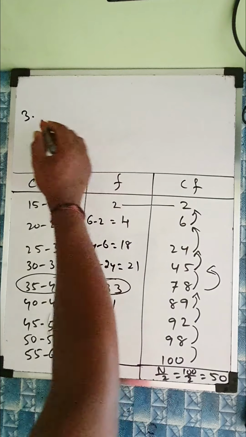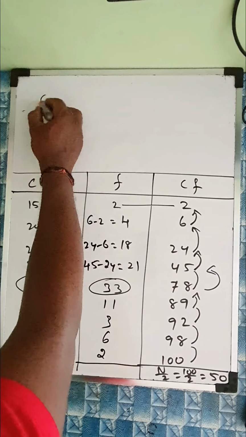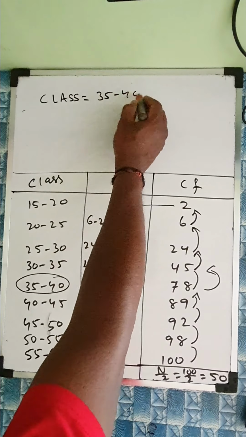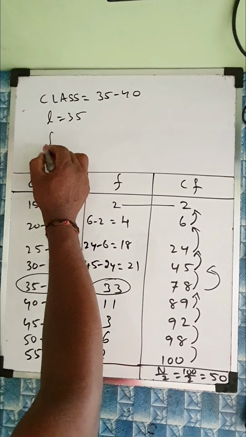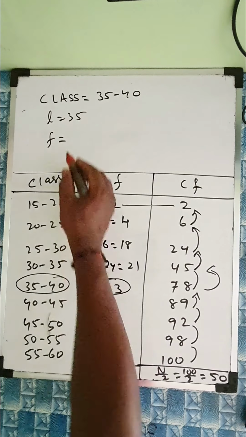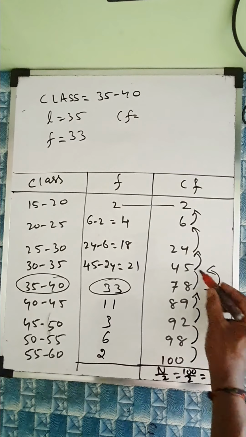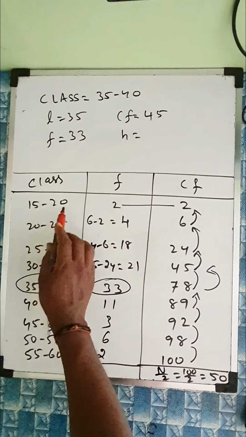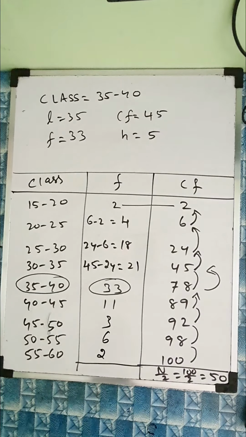Understood? So therefore what we'll write here: the class is 35 to 40, and L is 35, and frequency 33, and the CF is the one before, that is 45, and the class size h is the difference, 20 minus 15, which is 5. Okay, so now we'll apply the formula and find the answer.